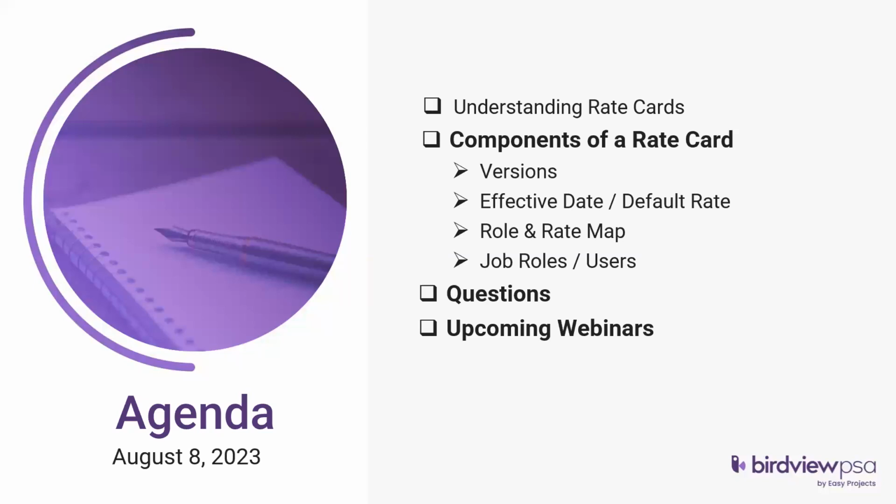Most of you know that Birdview offers a few different types of billing rates. We have the internal resources rate, which is hourly, where one is the cost and the other one is the billing. Then we have rate cards. Rate cards allow you to preset billing rates for different resources and job roles if they are different from the resource hourly rate.